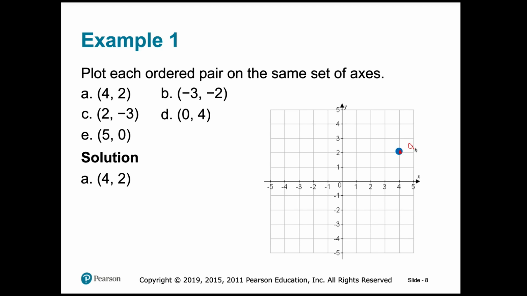Right? Why'd you go AC? Oh, I was going down. All right, fine. Negative 3, negative 2. We are going left 3 and then up or down? Down 2. Fine, now we'll do C.